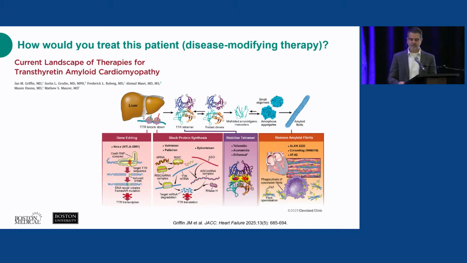Okay, so I suppose most of the data for neuropathy is with silencers. If he had any signs of neuropathy, I would probably steer him towards a silencer, in this case either vutrisiran or eplontersen, which are both approved for ATTR with polyneuropathy with or without cardiomyopathy.